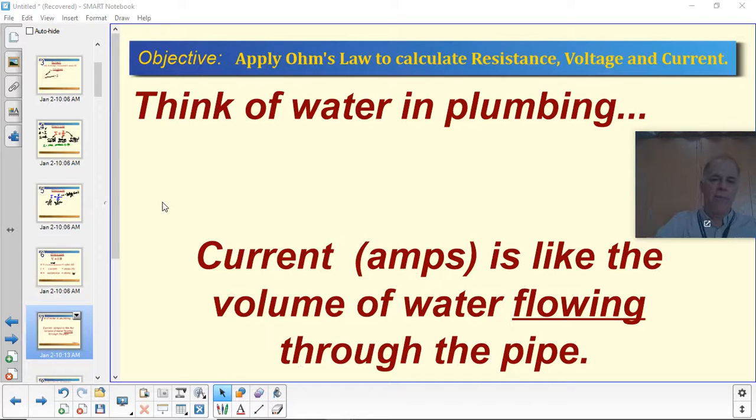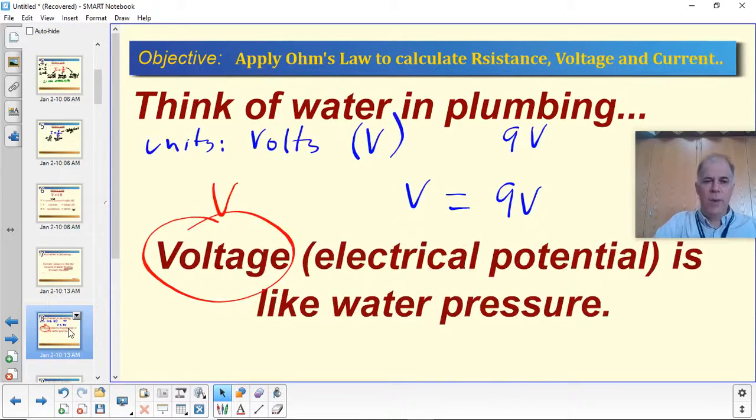Next we have voltage. All right, so voltage is like water pressure. Voltage, electromotive force or electric potential is the water pressure trying to force the water through the pipe. So it's like water pressure.